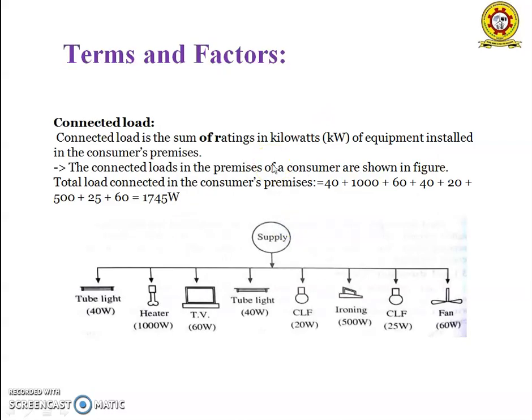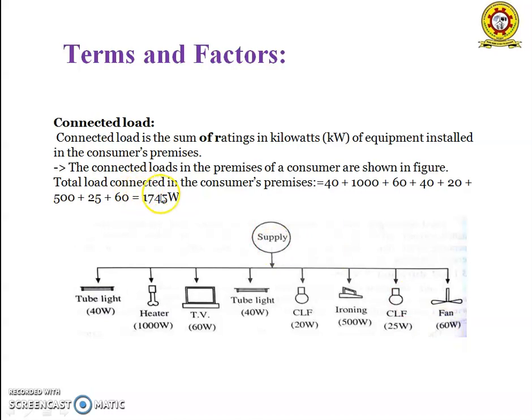Terms and factors involved in the loads. First one is the connected load. Connected load is the sum of the ratings in kilowatts of equipment installed in the consumer premises. The connected load in the premises of a consumer is shown below. For the tube light it takes 40 watts, for the heater 1000 watts, for the TV 60 watts, tube light 40 watts, CFL 20 watts, ironing 500 watts, CFL 25 watts, and fan 60 watts.